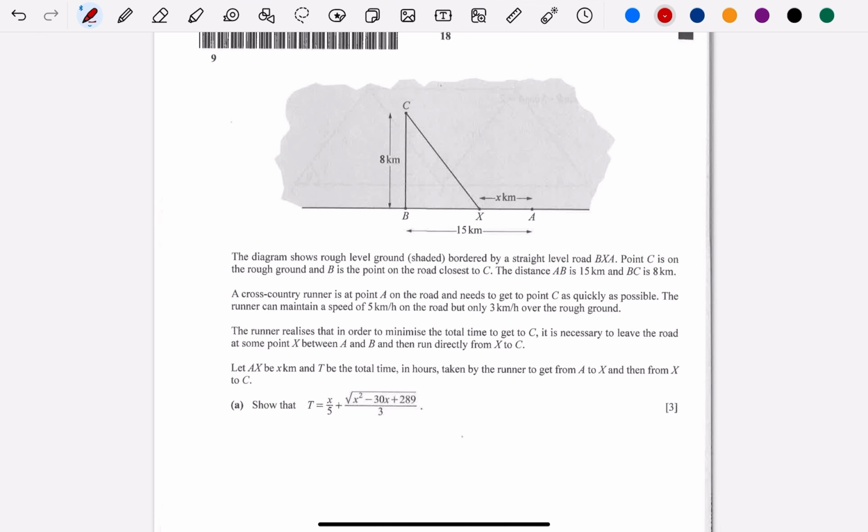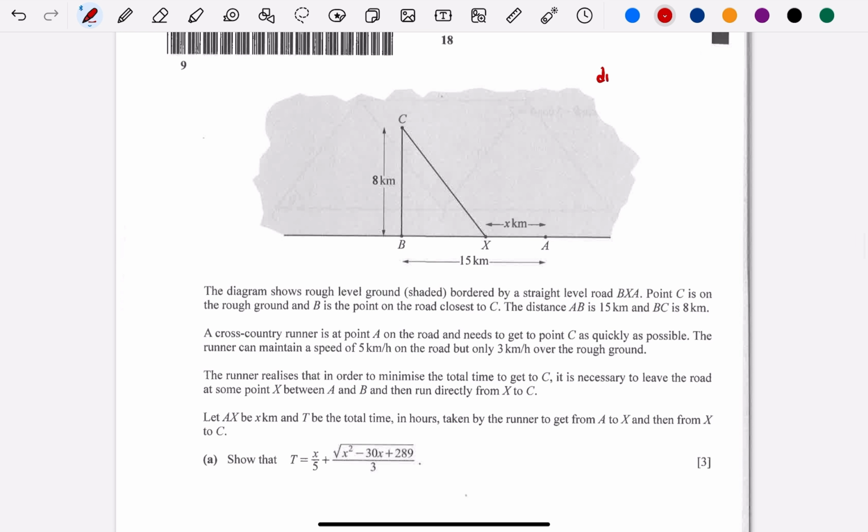Okay, so this is the 2023 paper 2 question 9 on your differentiation application style questions. They tell you that the diagram shows a rough level road, shaded, bordered by a straight level road BXA. So this is the level road, and this is the rough area, or the shaded area is your rough level road.